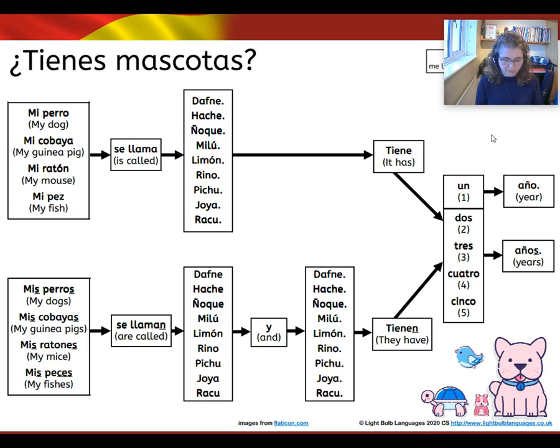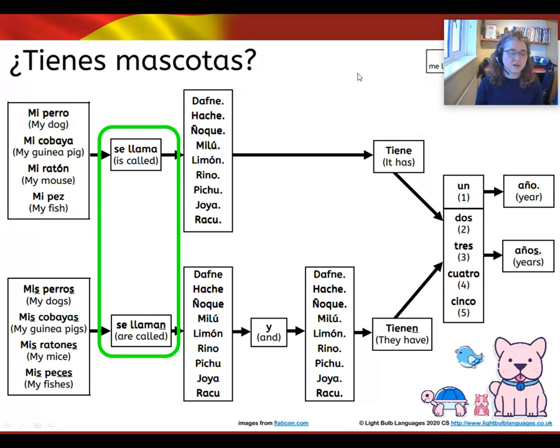To start us off today, let's have a little practice of how to say some of the words on this new sentence builder. First of all, we've got our verbs. Escuchad y repetid. Se llama. Se llaman. They sound very similar, don't they? The n sound isn't a very strong sound, but it's really important because it makes the difference between is called and are called.